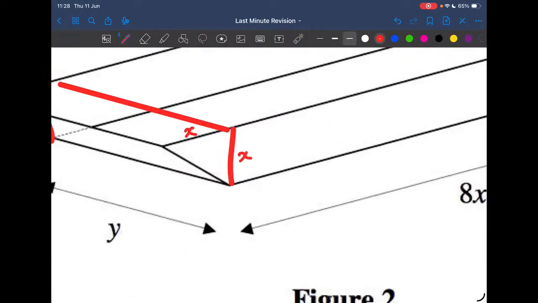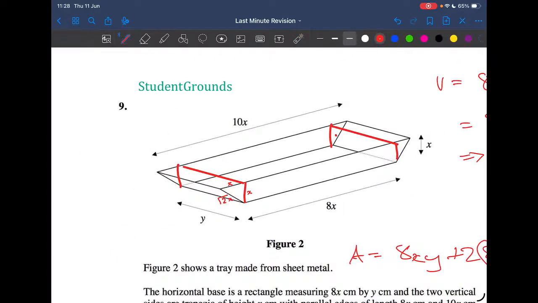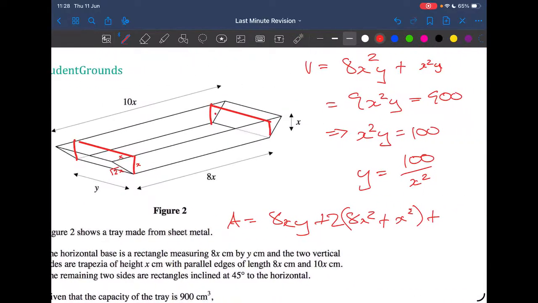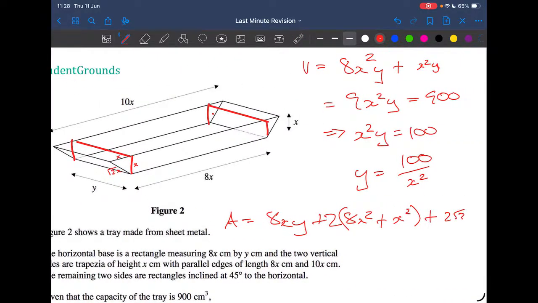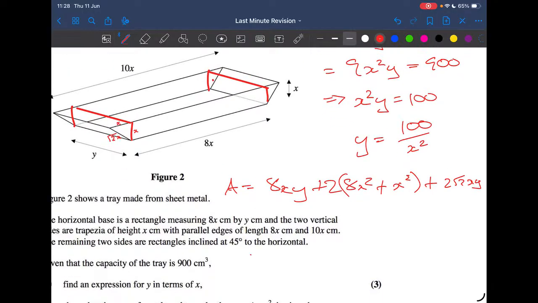So that is going to be root 2x. If you do x squared plus x squared, 2x squared, square root, root 2x. So root 2xy, but we've got 2 of those, so 2 root 2 xy. Collecting all these bits up, what do we get? I've got 8 plus 2 root 2.